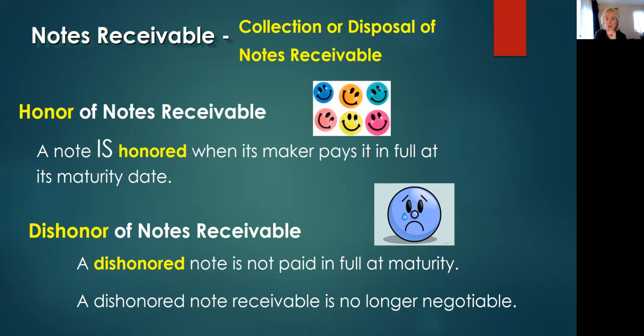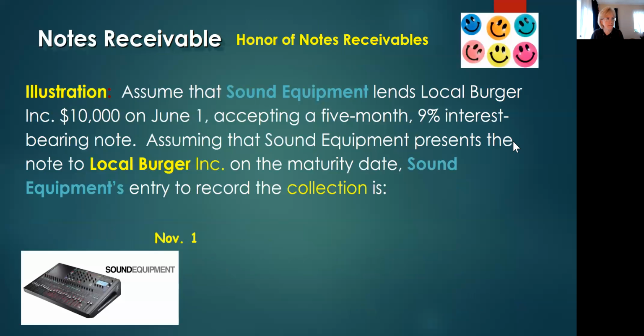A dishonored note is not paid at maturity. A dishonored note is no longer negotiable. So up to the point of the due date, the company that's holding the note receivable could turn around and sell that note to a factor. On that due date, that note becomes worthless. So we'll talk about the accounting for what companies have to do in that case.